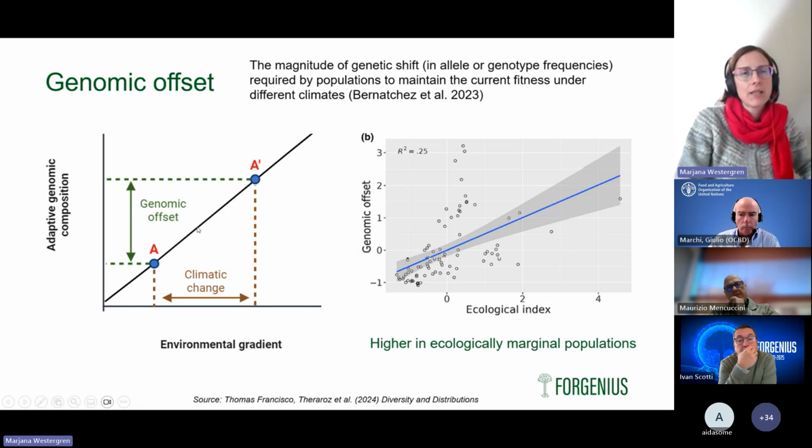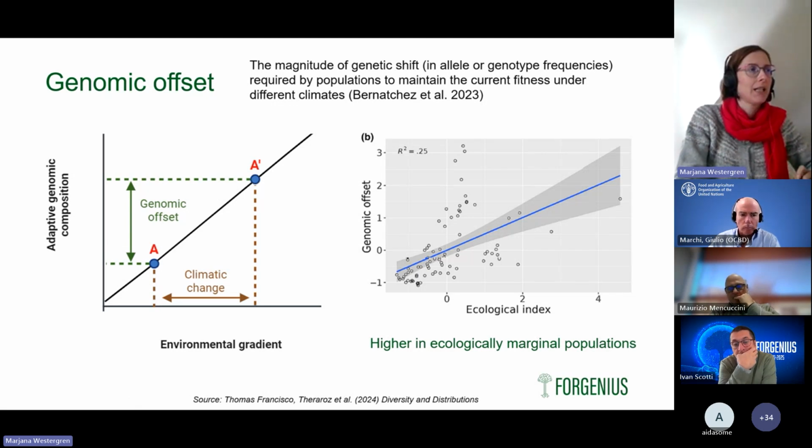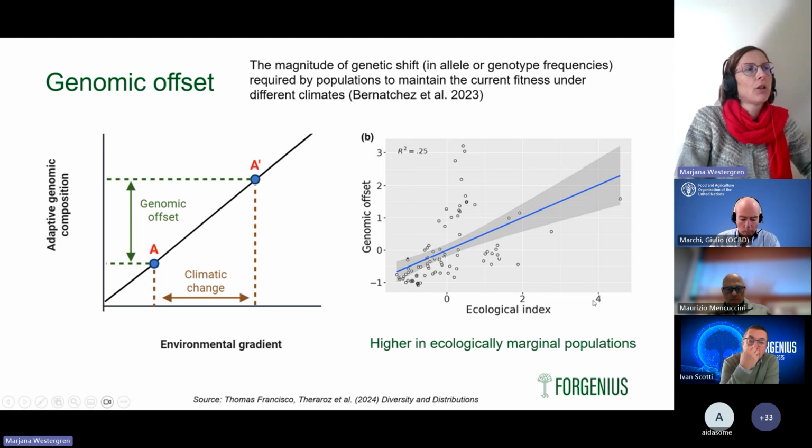And we have used, for example, this indicator in the paper that I quoted before by Adelaide Terraros, and we have seen that genomic offset is higher in ecologically marginal populations. On the x-axis is the ecological index, so these are the populations in average environment. The further right we go, the more marginal the environment. And on the y-axis, the genomic offset.